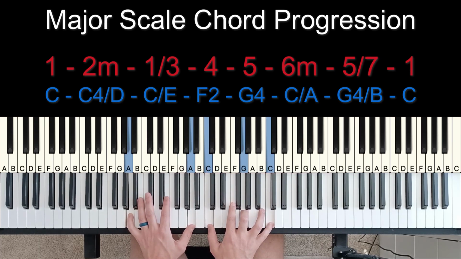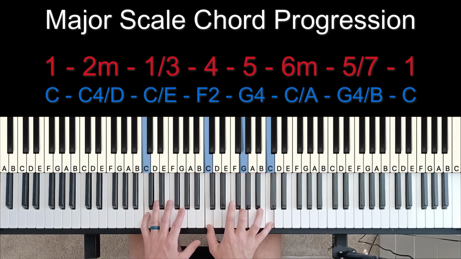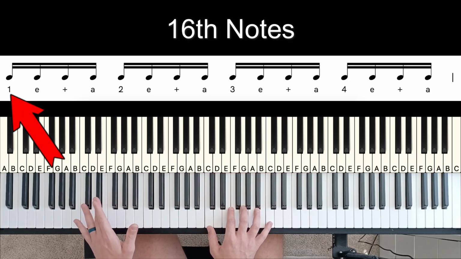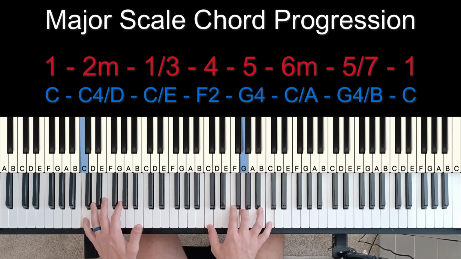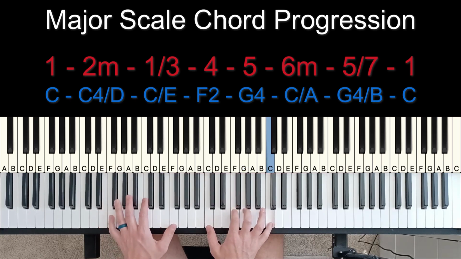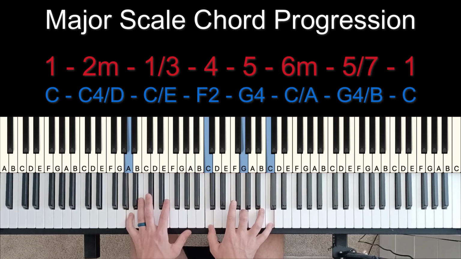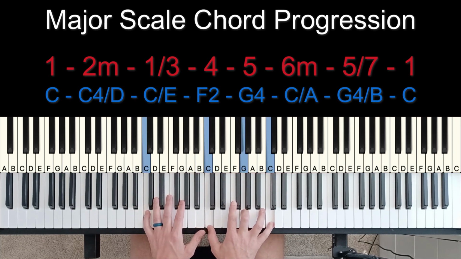1, 2, 3, 4. 1, 2, 3, 4. Just like that. And now we're going to play a chord on the 1 and the 3 beat. And so it'll sound like this: 1, 2, 3, 4. Like that.